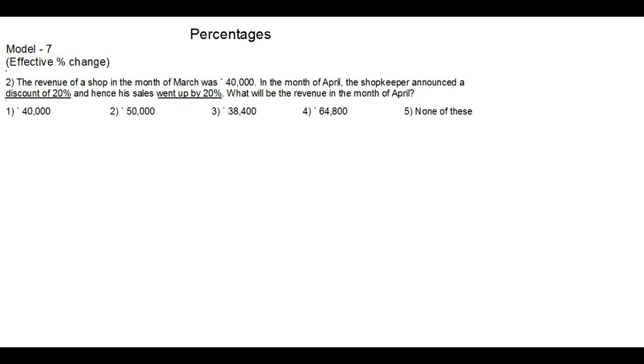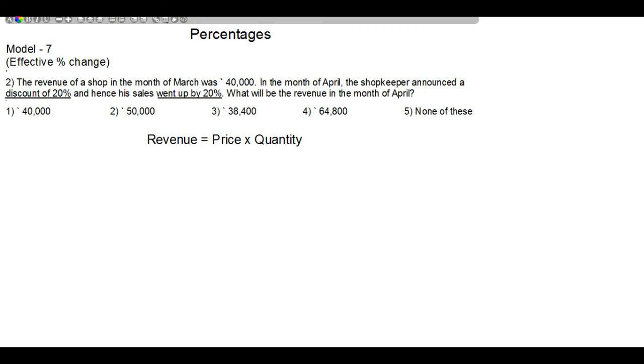An important point to be noted here is, because the price has decreased by 20% and hence the sales increased by 20% doesn't mean that there will not be any effect on the revenue. Do not mark the answer as 40,000 again, thinking that there will not be any change in the revenue. Here definitely there will be some change in the revenue, which can be calculated as net or effective percentage, A plus B plus AB by 100%. We know that revenue is nothing but price into quantity.